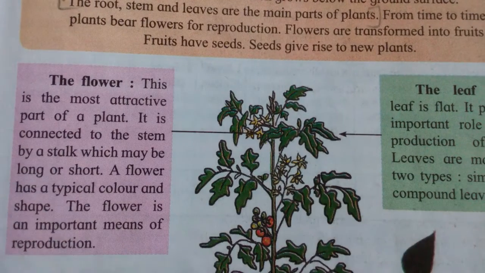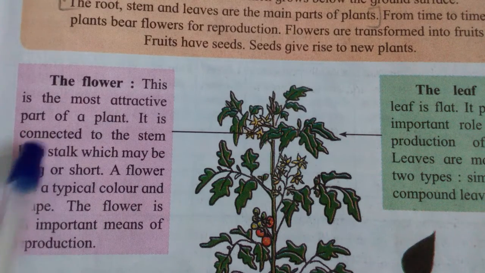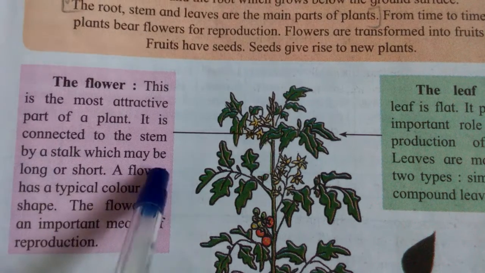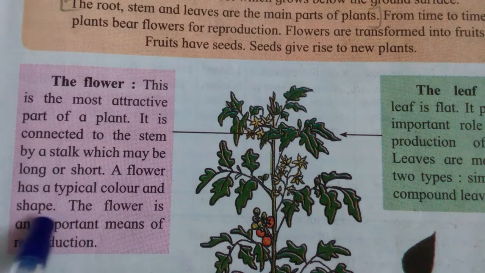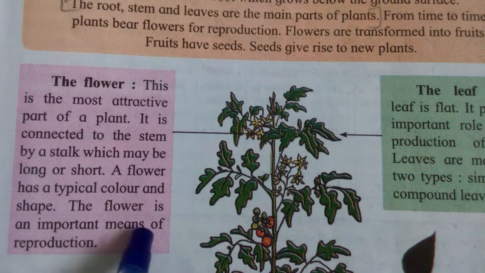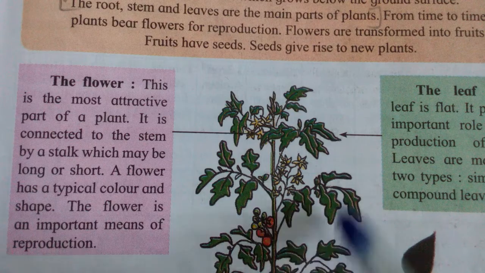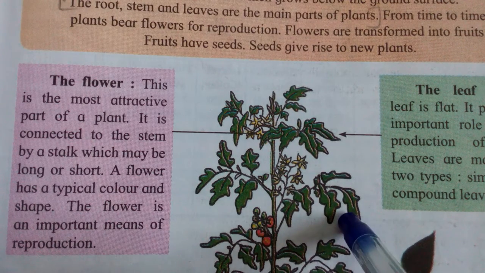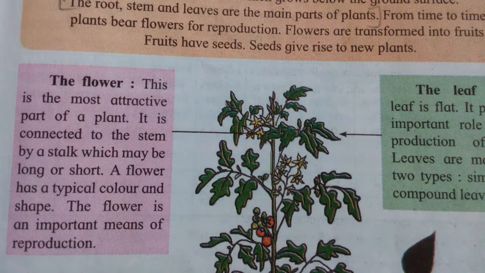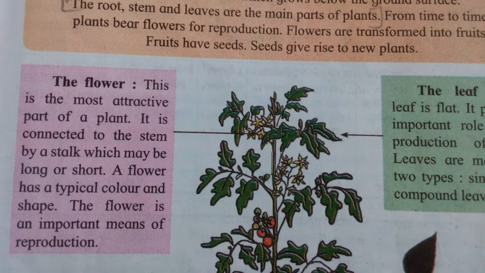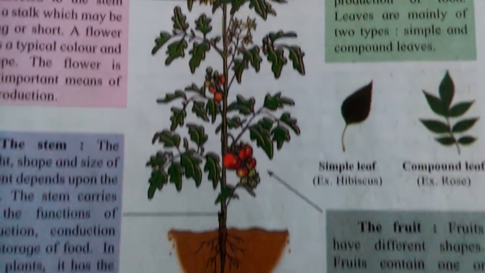Then see the next one. This is the flower. This is the most attractive part of a plant. It is connected to the stem by a stalk which may be long or short. A flower has a typical color and shape. The flower is an important means of reproduction. Because see students, in the flower the androecium and gynoecium are there, which are the male and the female reproductive organs in a flower. That's why it takes part in reproduction. About that also we will take more information in the next standard.